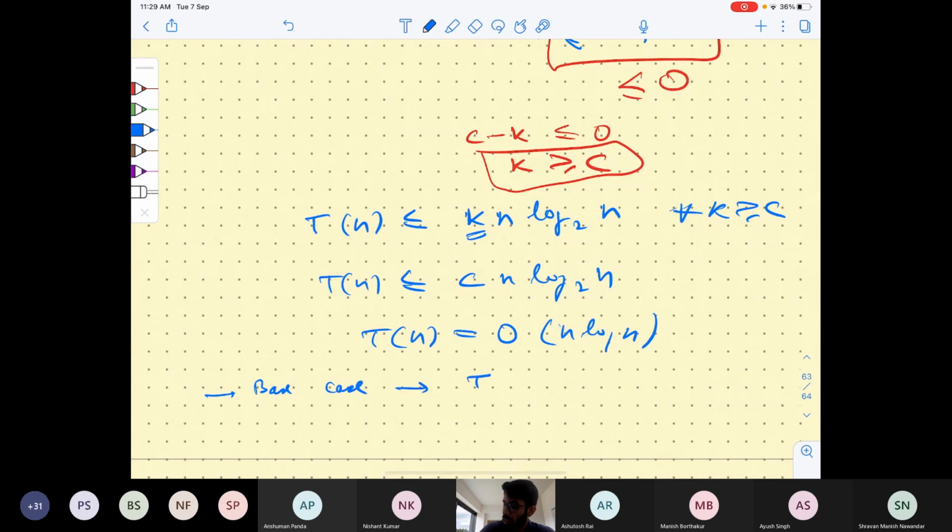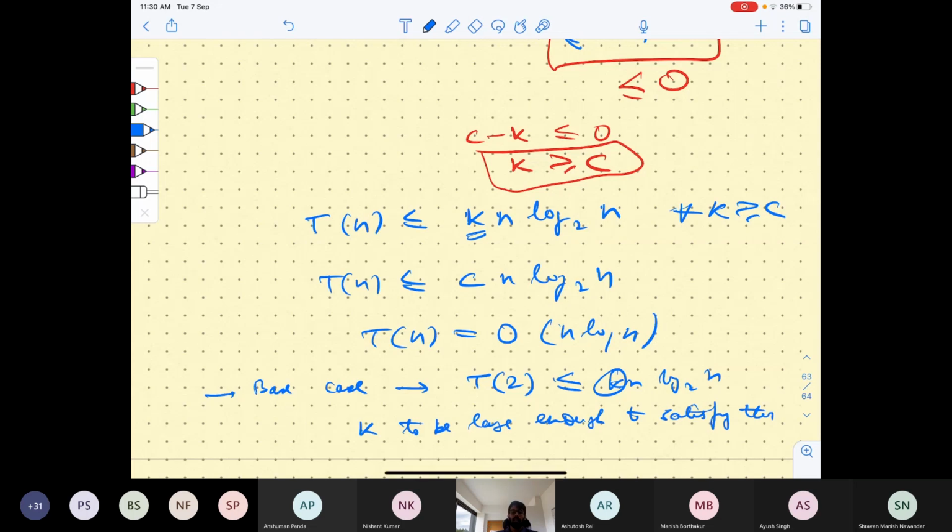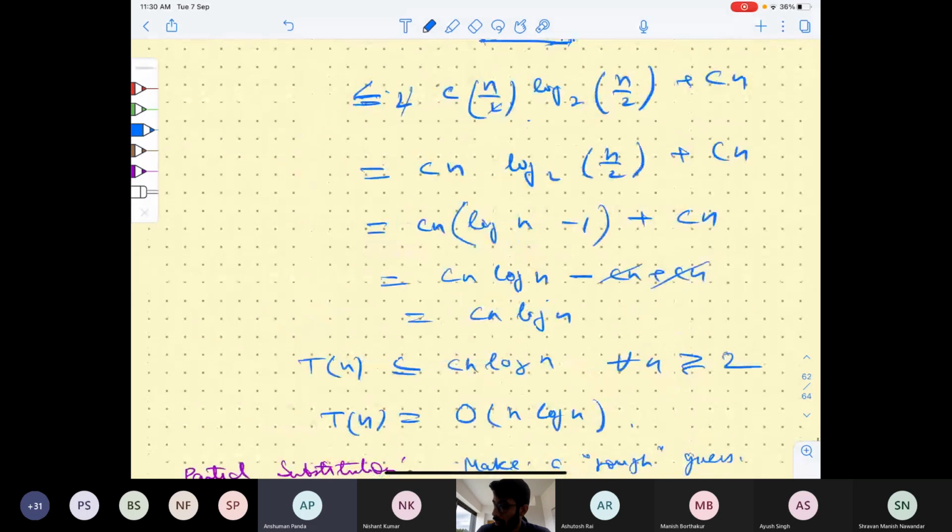that T(2) should be less than or equal to whatever this k n log base 2 of n is. We need to show that, and just take k to be large enough. Then you can use the same k. If this k works, fine. Otherwise, you can use a bigger k and substitute that bigger k there also. That is, change it. So these are the three methods here.